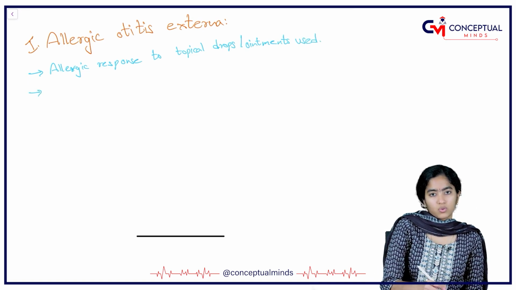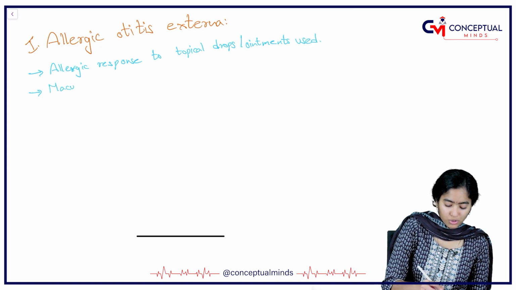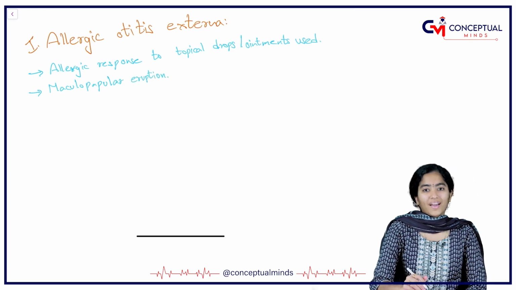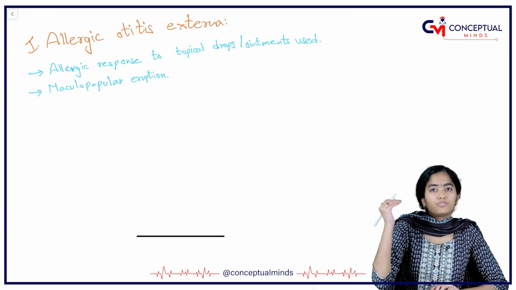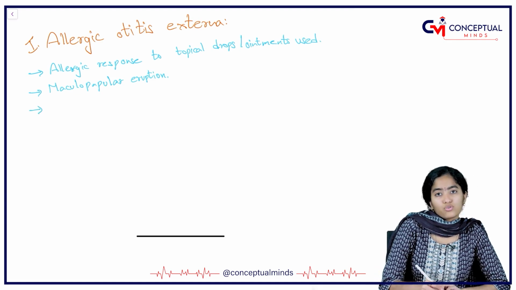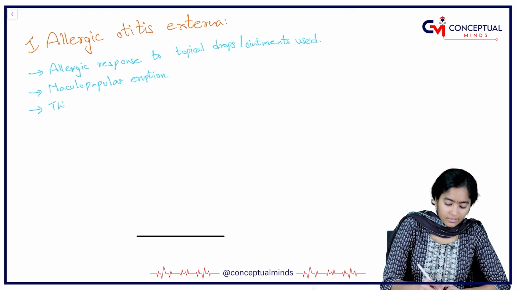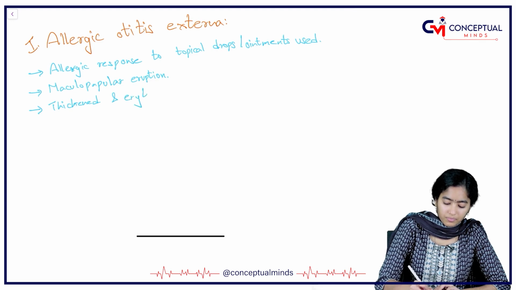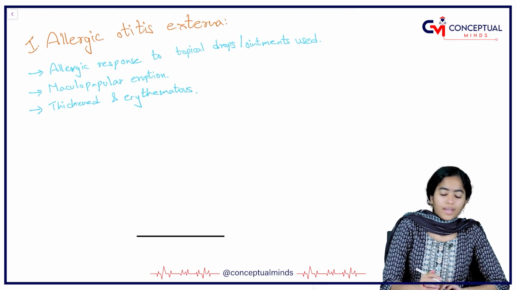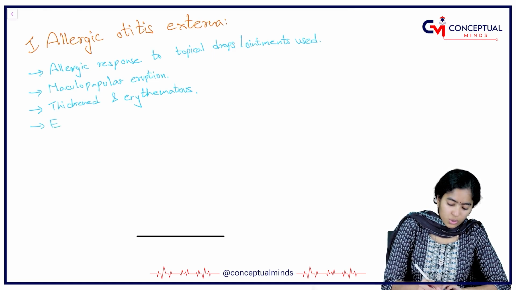And it is characterized by a maculopapular eruption. Maculopapular eruption is seen right from the concha to the external auditory canal. And how is the external auditory canal? It is thickened and reddened. Thickened and erythematous. Thickened and erythematous external auditory canal is seen, and edema and purulent discharge is also present.